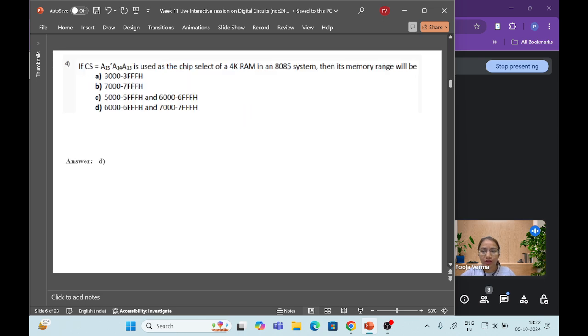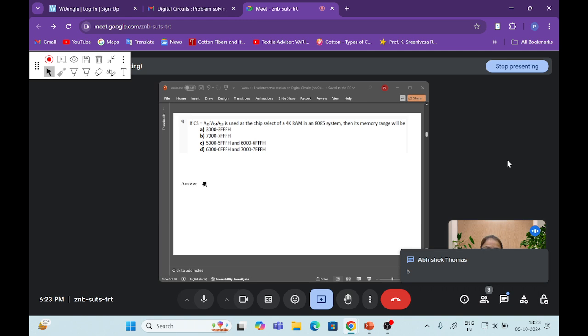Okay, so moving to the next question. If CS, A15, A14 and A13 are used as the chip select of a 4K RAM in an 8085 system, then what will be the memory range? Can you answer this question? Please try to answer this question. B. Okay, let's see.